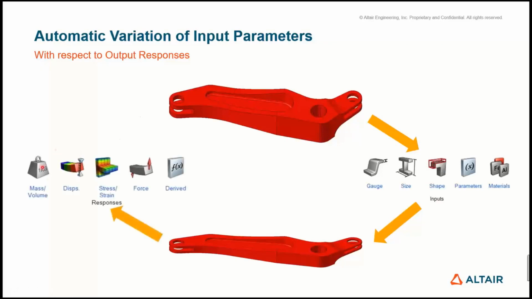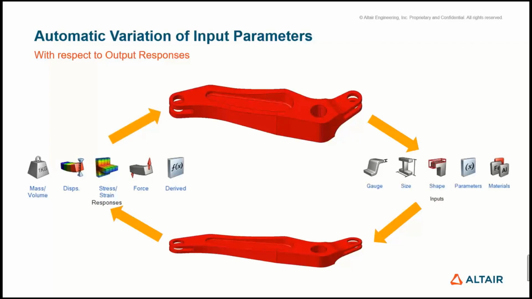And you can also specify exactly what it is that you care about in terms of your results after you've changed these different variables. You might care about the weight of your part. You might care about how much a part displaces. You might want to make sure that the stresses in your part don't exceed the yield value, because once you've exceeded it, it's going to break. But these are all things that you can tell the software to care about.